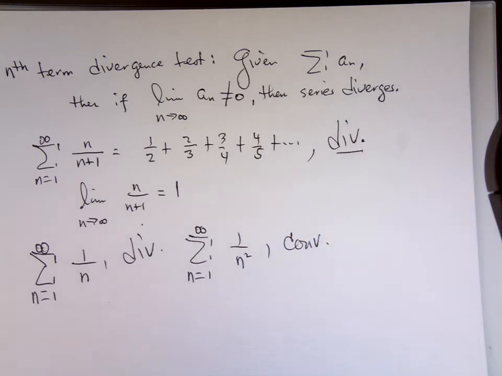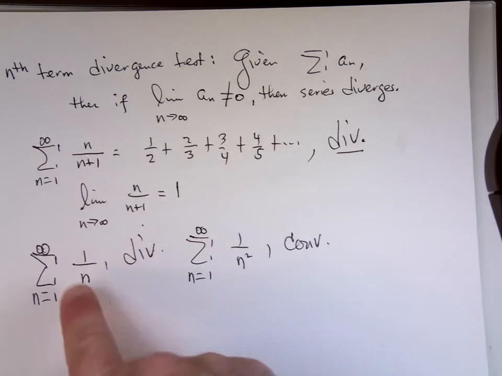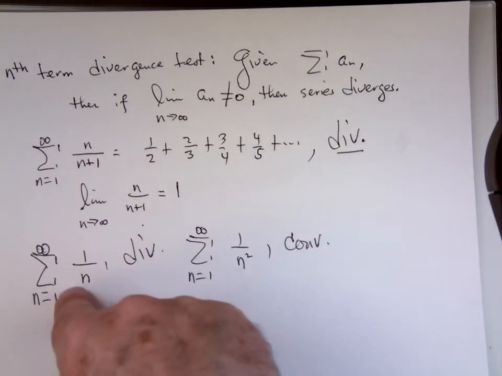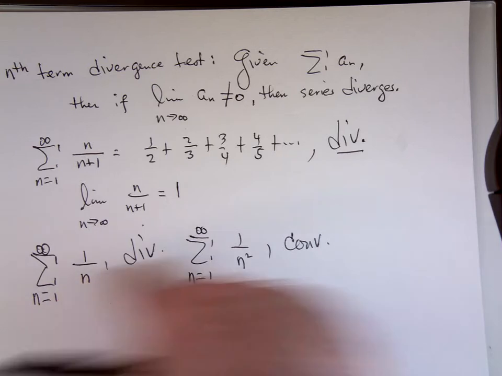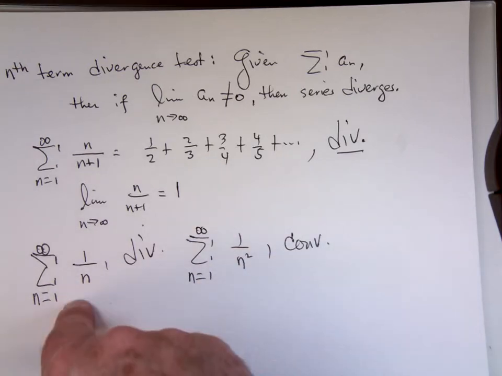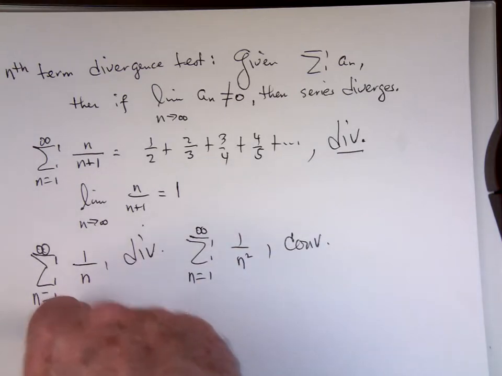Each series has an nth term going to 0. This one doesn't get there fast enough. We need another test to determine whether it converges or diverges. The same with this. And the test we're going to need is what's coming up right now, the integral test.